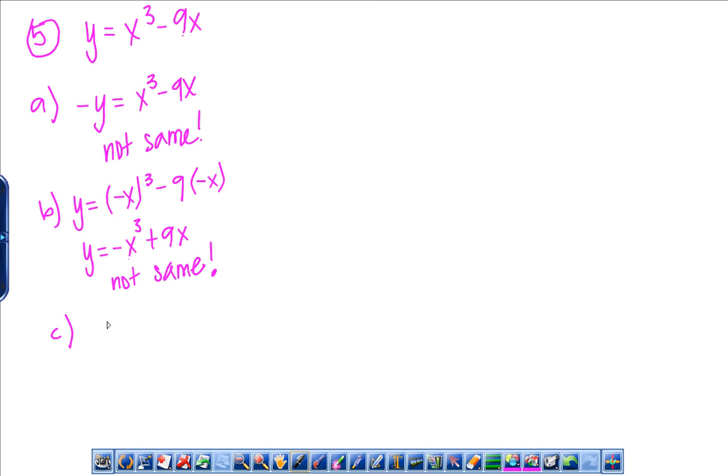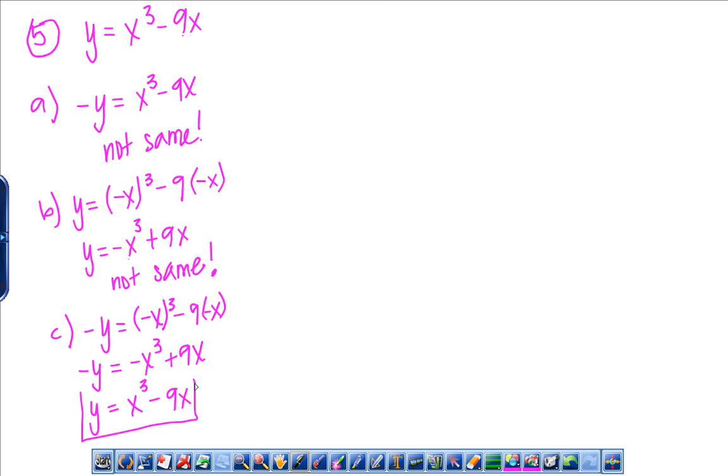Okay, let's try replacing both. So I'm going to replace the y with a negative y, and I replace the x with a negative x. So is negative y equal to a negative x cubed? Okay, so the right side is good. Now I need to solve for y, so y is equal to a positive x cubed minus 9x. Haha! This one is the same as that. So that means, since this is the same, then we are symmetrical with the origin.